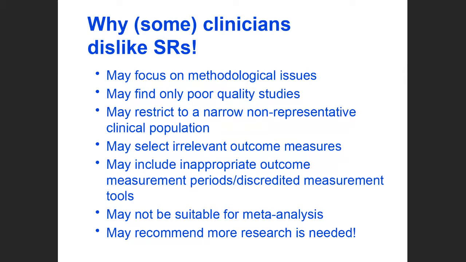Systematic reviews might choose outcome measures that are easy to measure but are not relevant for a clinician. Or they might look at short-term outcomes when a clinician is interested in the long-term outcome. Or they might use measurement tools that clinicians don't find useful in practice. The systematic reviews may wrongly use meta-analysis, and above all, they may just trot out that more research is needed, so they don't actually help to reduce uncertainty.